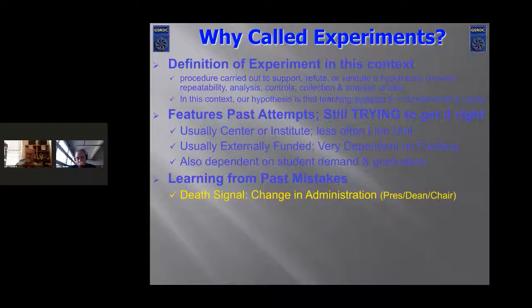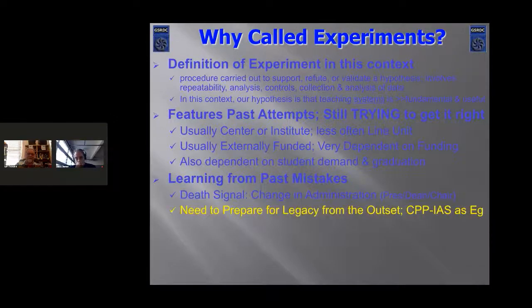A president retired, a dean retired, a chair retired who was sponsoring the systems education program, and it was actually eliminated after that. Examples are the president of the University of Louisville, who was our own James G. Miller, one of the early presidents and who I consider a co-founder of general systems research. So from the outset, one has to prepare for the legacy.